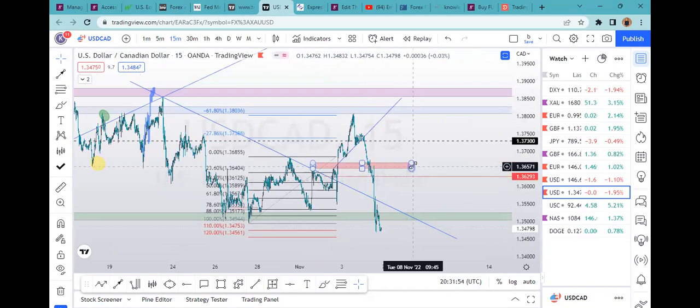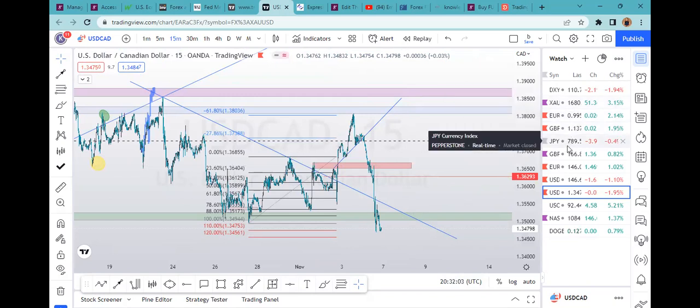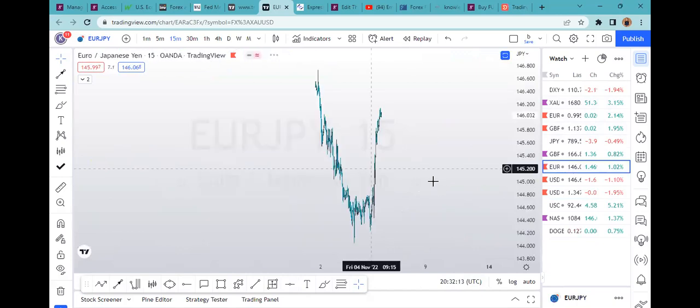On Monday, when price opens, I just want to see what it does because we closed aggressively on Friday. And this was another great pair. So wait for a pullback on EJ to continue this buy.